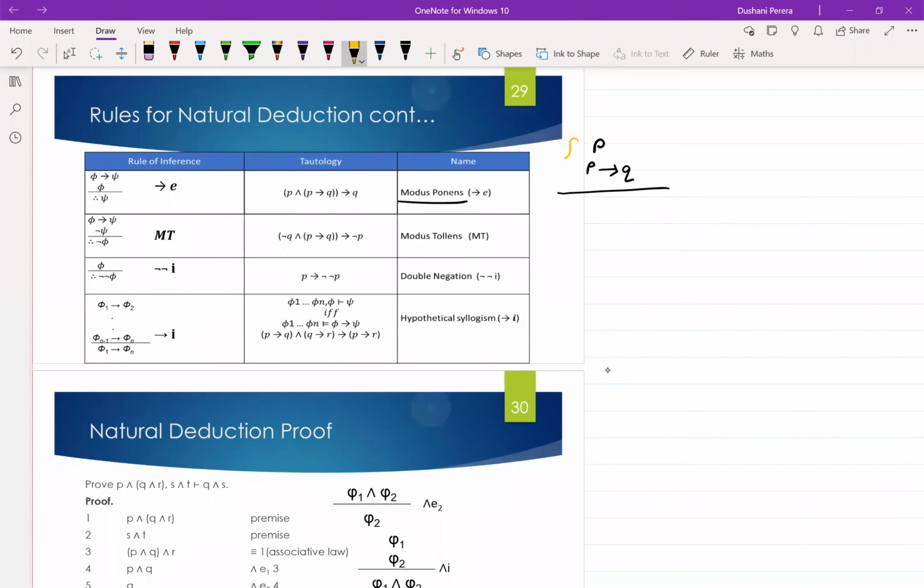First year, second year, we called these premises. These are called premises. Premises means facts.